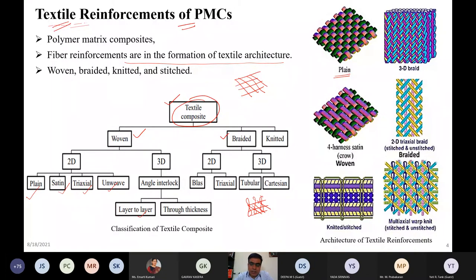You see lots of materials, maybe like door mats, which are all woven in different conditions. Very similarly, it could be braided, so braiding in this form. These are all architectures of the textile materials, which can be used as a reinforcement in PMCs. That will be referred to as textile composites. Within braiding there is also 2D and 3D. Then there could be something known as knitted separately. So these are the very broad classifications of these textile composite materials.